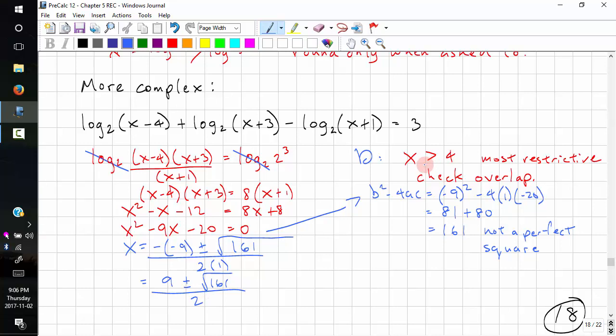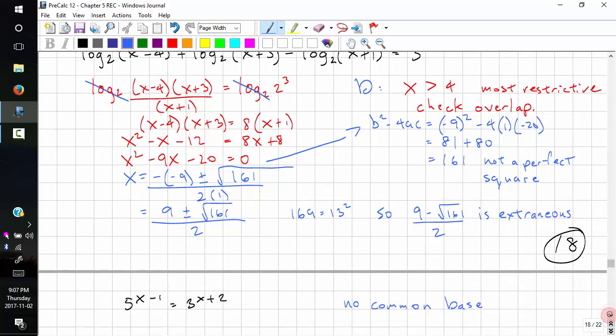We said x is greater than 4. Well, square root 161, the closest is 169, which equals 13 squared. So that means 9 minus a bigger number is going to be less than 0, which is less than 4. So 9 minus square root 161 over 2 is extraneous. And 9 plus root 161 over 2 is our solution.